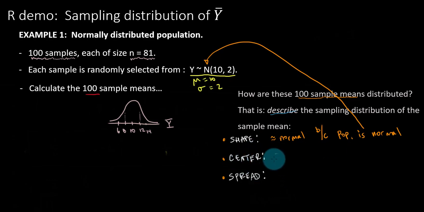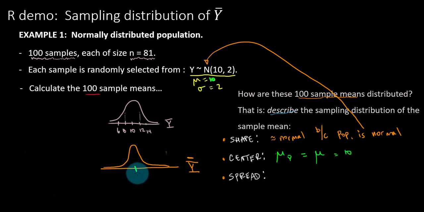Okay. What is the center? We know the shape. It should be normal. If I was to label this, I would label it not y, but y with a bar. Now let's talk about where the center is. What number do we put right here? Green tick mark. Well, the mean of the sample means should equal the population mean. Our population mean here was a 10, so it should be 10.